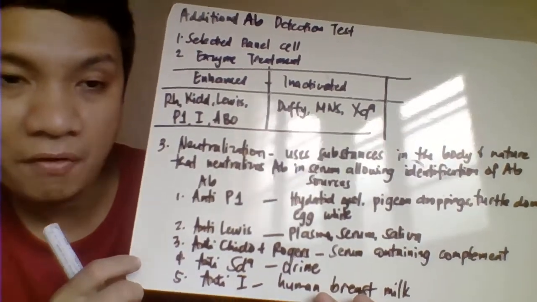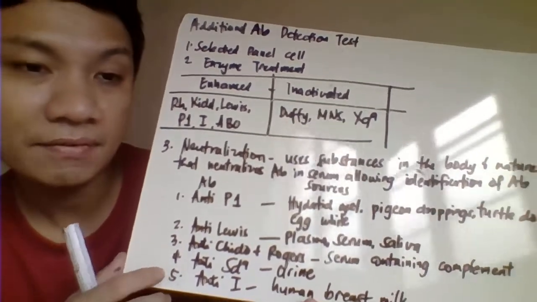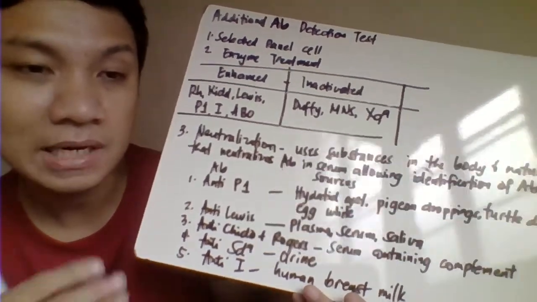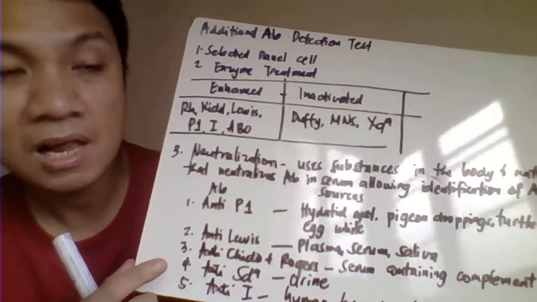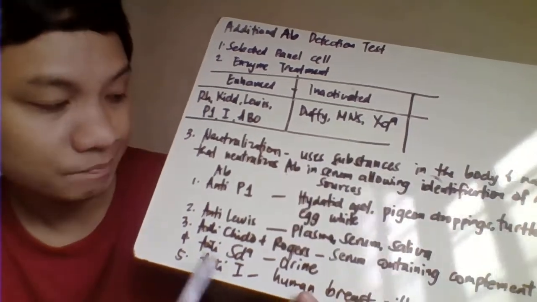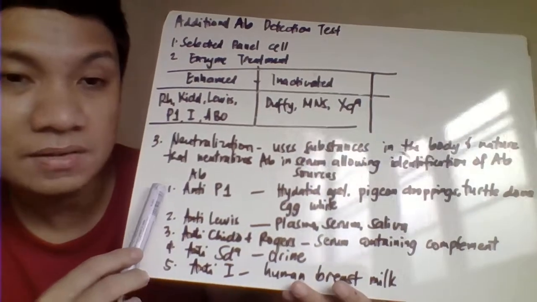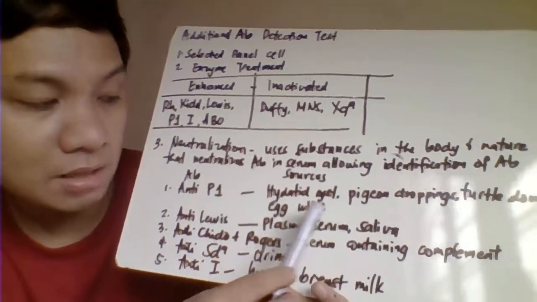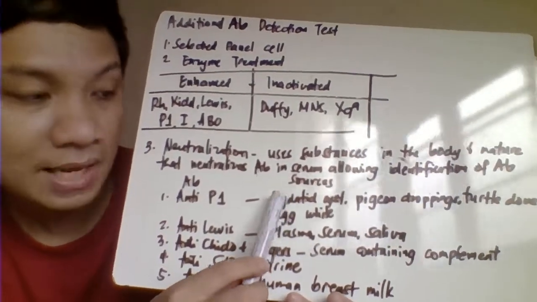Another one, you could also perform the neutralization test where you are using the different substances found in the serum or plasma or even in nature na pwede nating i-neutralize sa particular specific na blood group antibodies. And eventually that would help here to identify those antibodies. Example, your anti-P1, so pwede mo ito ma-identify by neutralization by addition of your hydrated cysts, pigeon droppings, turtle doves, and egg white. So, ito mga sources ng ating P1 antigen.